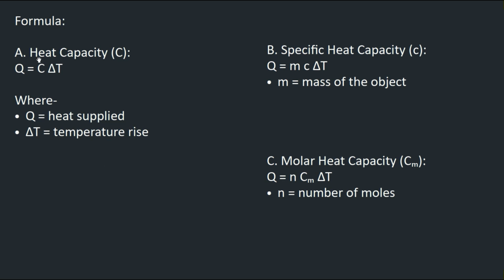And then what is the formula? Q, your heat supplied, is equal to C times delta T. This capital C is your heat capacity. Q can also be written as m times small c times delta T, where small c is your specific heat capacity. So when you multiply specific heat capacity with the mass, you will get heat capacity. Molar heat capacity Cm can also give the heat supplied. Heat supplied is equal to n times Cm times delta T, where n is the number of moles.